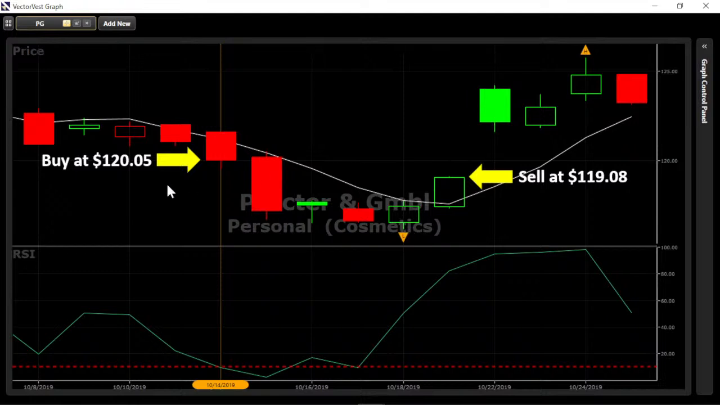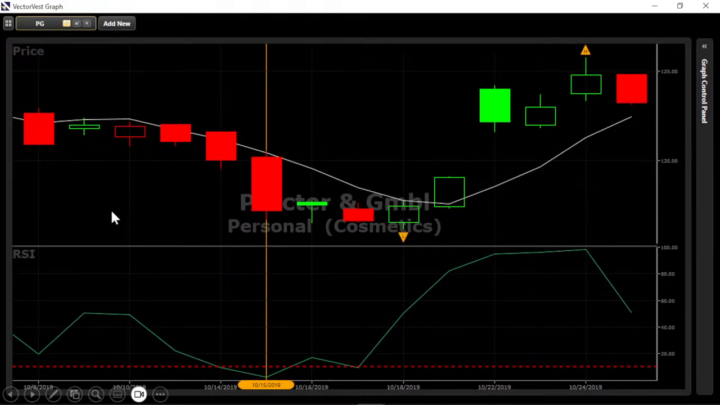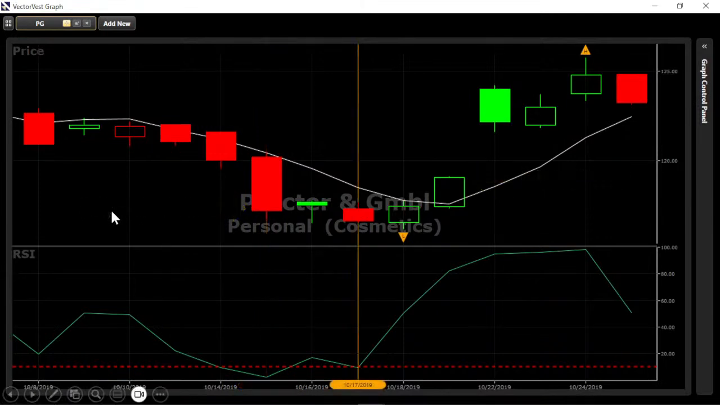Okay? Now that was a losing trade, right? We buy it at 120.05, we sell it at 119.08. That's a losing trade. Now, if we didn't take the trade the day before, the very next day on October 15th was another setup. So in this case, if we would have bought it at 117.20, we sell it at 119.08. That's a win. A couple of days later, setup 116.63. You sell it at 119.08.